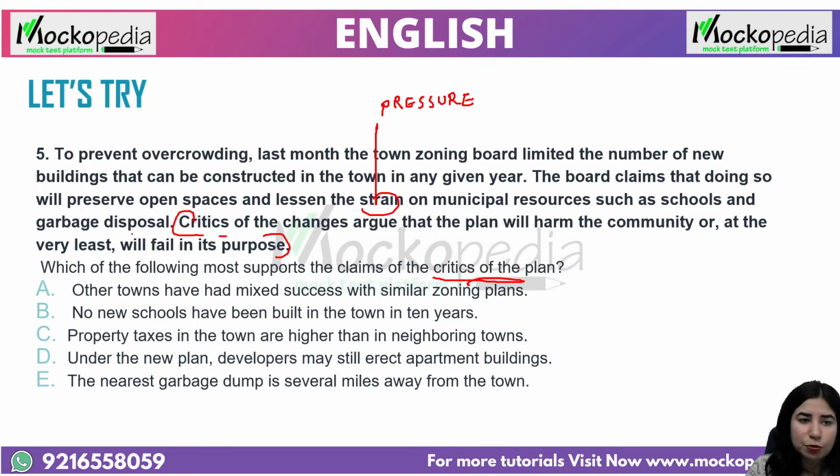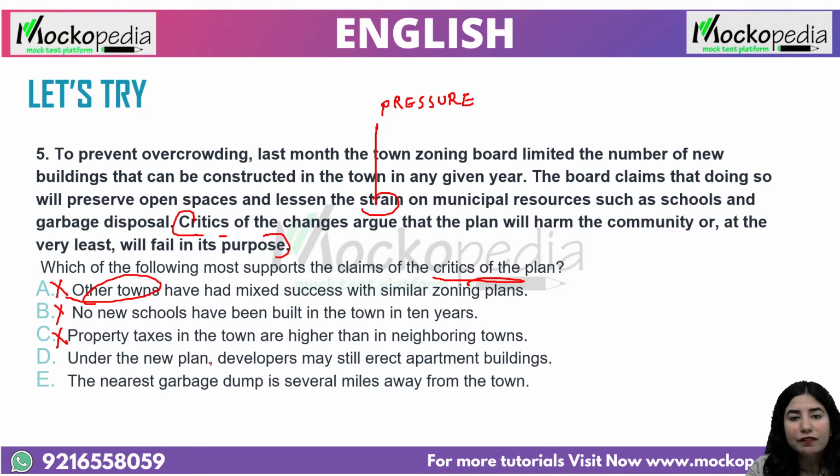Take a look at the options. Option A: other towns have had mixed success. So we're not talking about other towns. This is irrelevant, out of scope. B: no new schools have been built in the 10 years. So again, irrelevant. Coming to C, property taxes in town are higher. So again, property taxes are not being discussed, irrelevant.